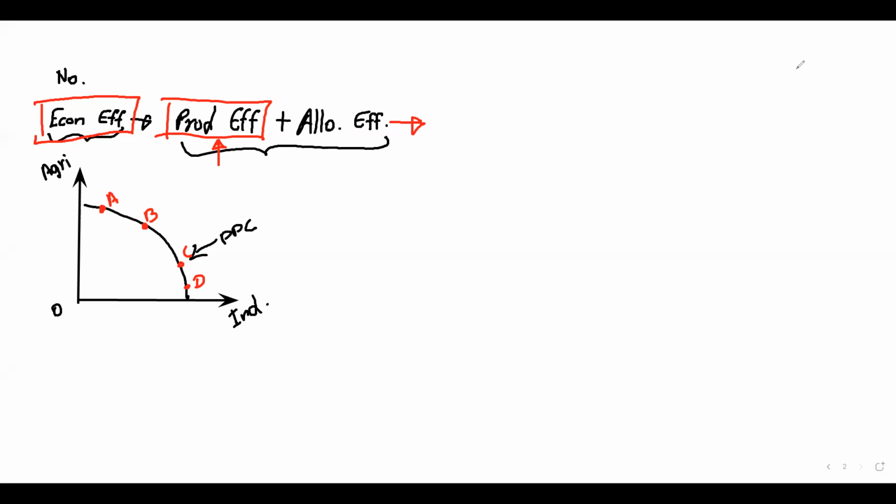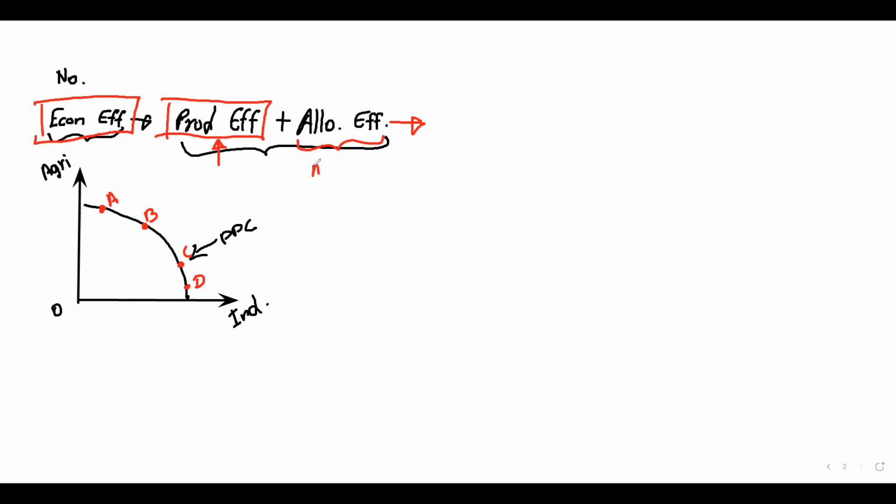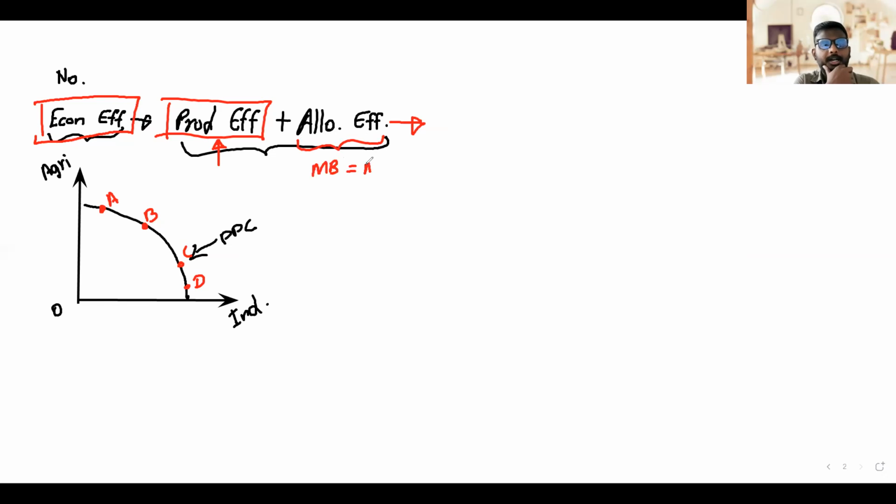Allocative efficiency is the output combination where the society is happiest or most satisfied. It is the output combination most preferred by the society. For allocative efficiency to be achieved, there is a condition to be met. What is that condition? Marginal benefit equals marginal cost.